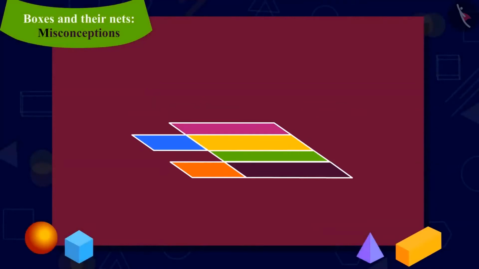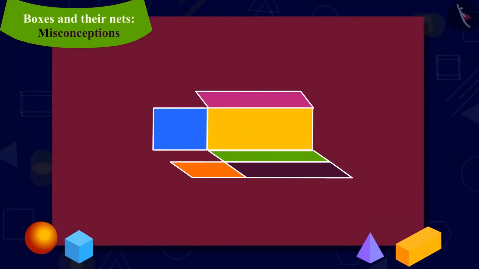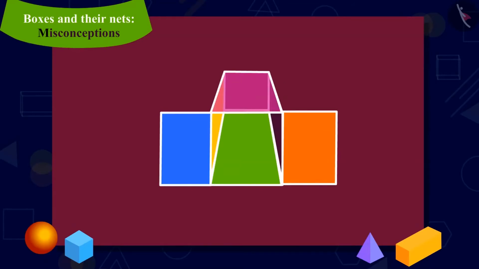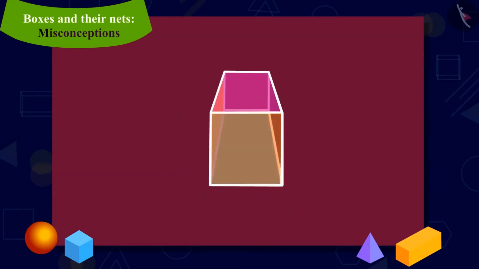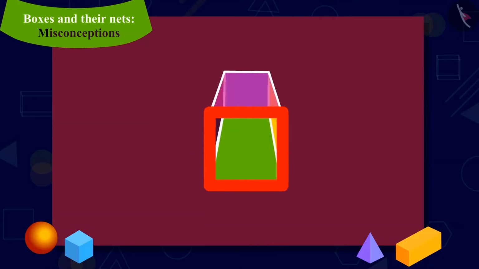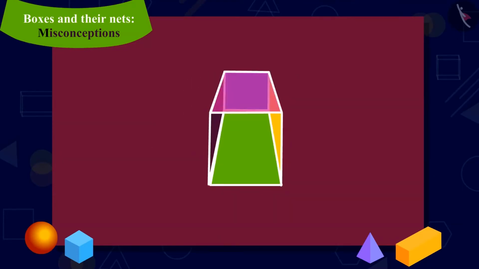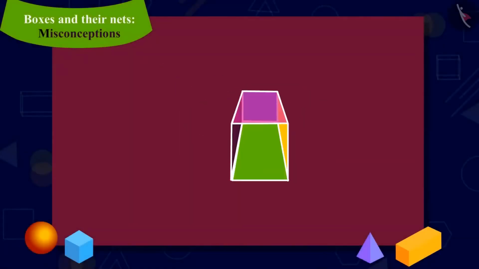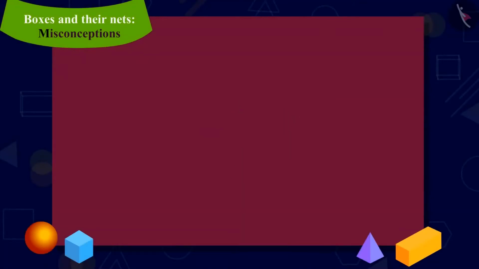Let us try to fold this cardboard cutout. Here, the two left surfaces are covering the same part of the box, while there is no surface on this part of the box. Thus, we are not able to make a cuboid-shaped box.